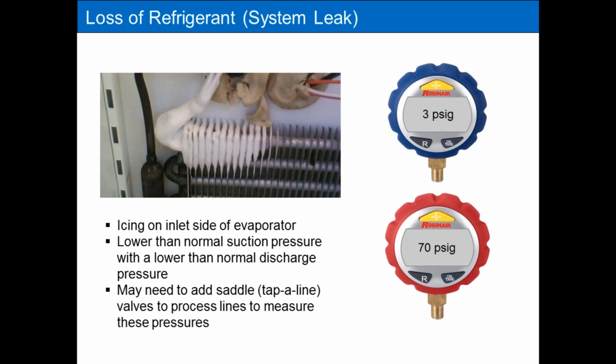Once you see that, I'm not saying stop the game there and diagnose it right there. Put your gauges on, measure high side and low side. Again, you're going to have to add a tapper line at times, but measure your high side pressure and low side pressure. And what you'll see with the system running, low side pressure, low discharge pressure. So if you have a low suction pressure and a low high side pressure with that icing pattern, low charge. That's it. Got to go ahead and find the leak.